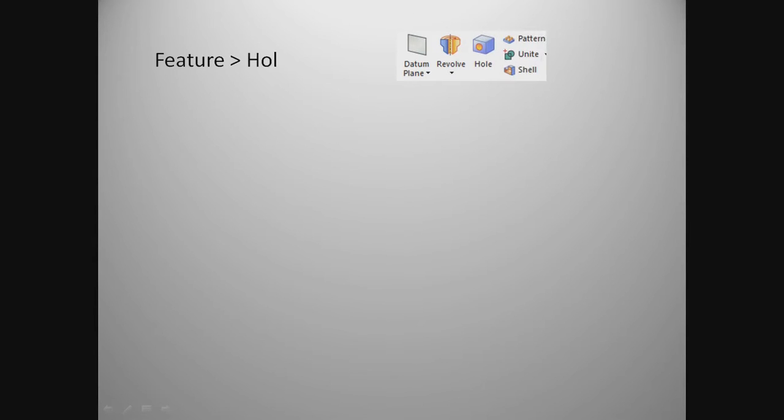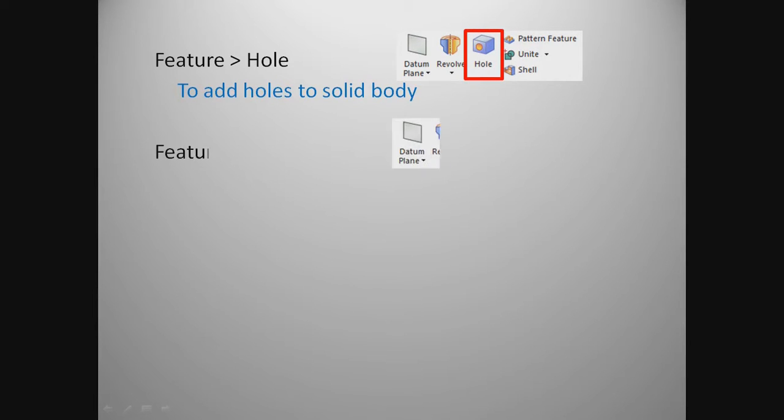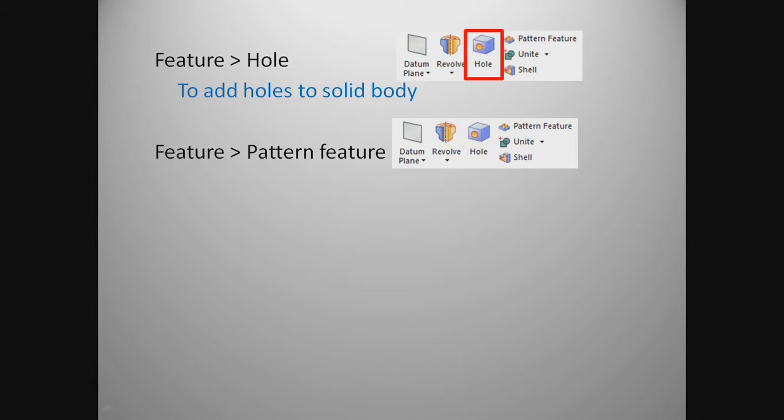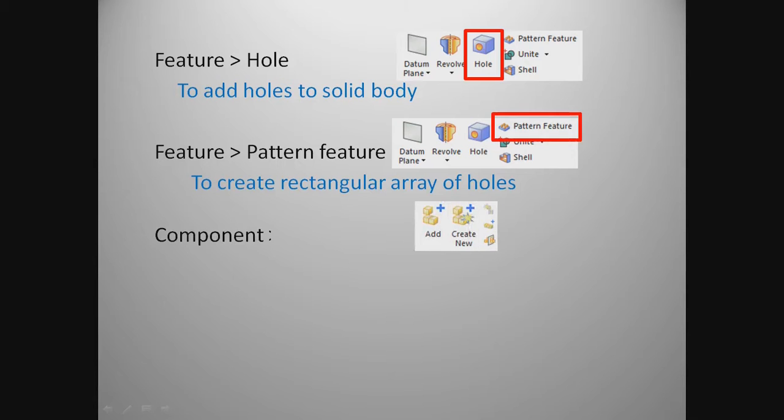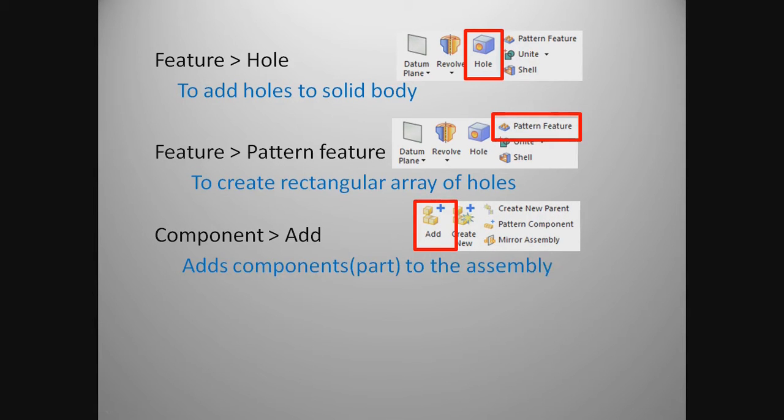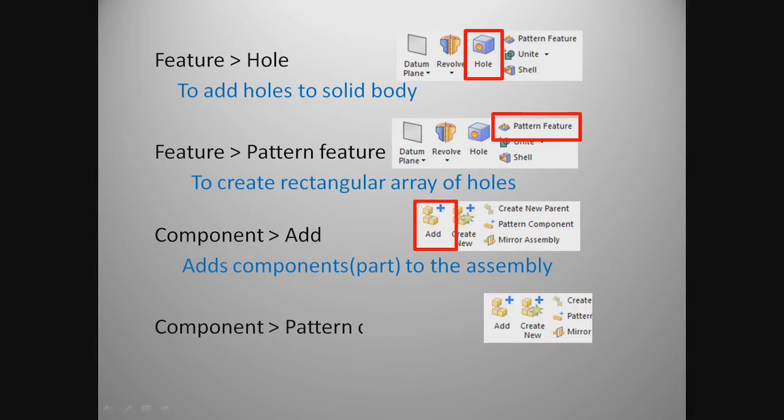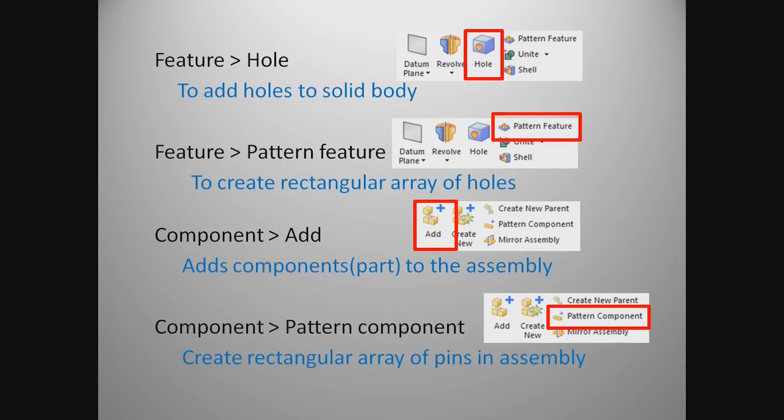Feature, hole. To add holes to solid body. Feature, pattern feature. To create rectangular array of holes. Component, add. Adds components, part, to the assembly. Component, pattern component. Create rectangular array of pins in assembly.